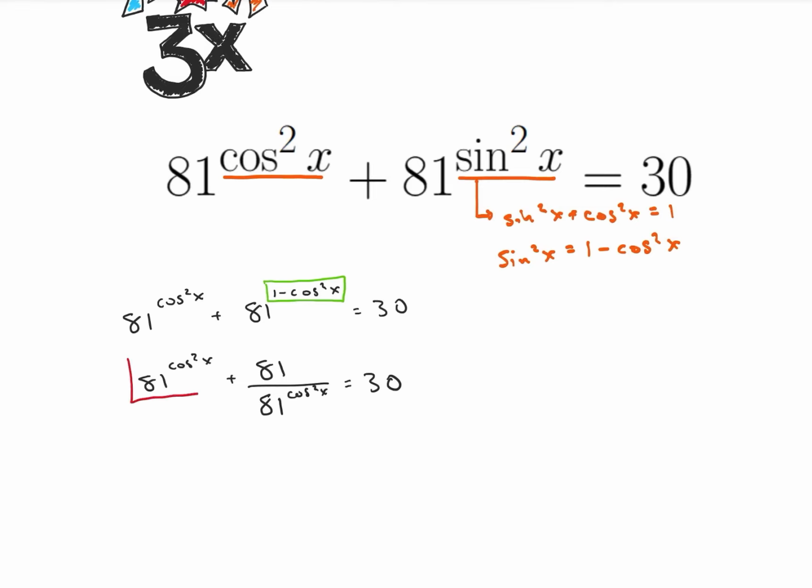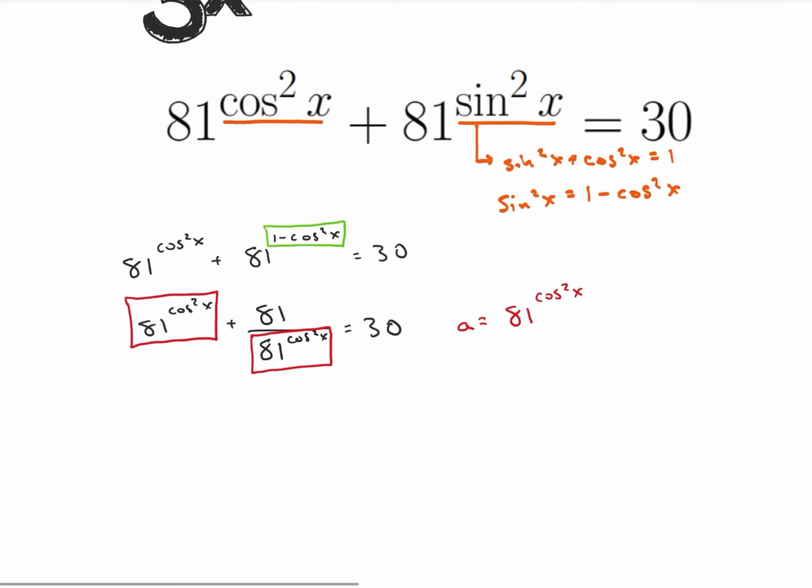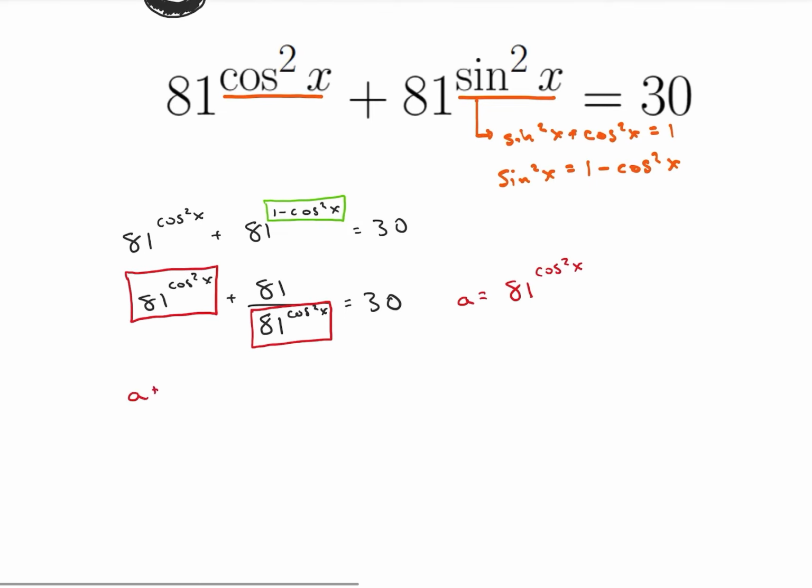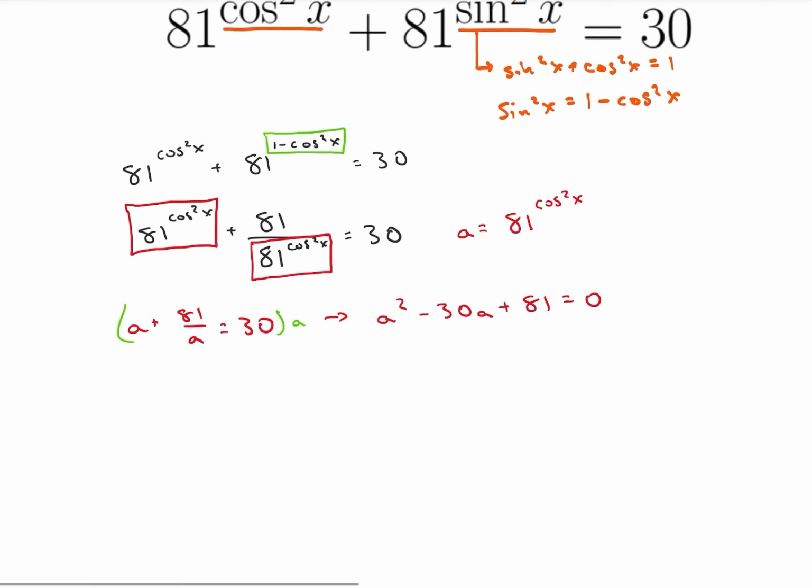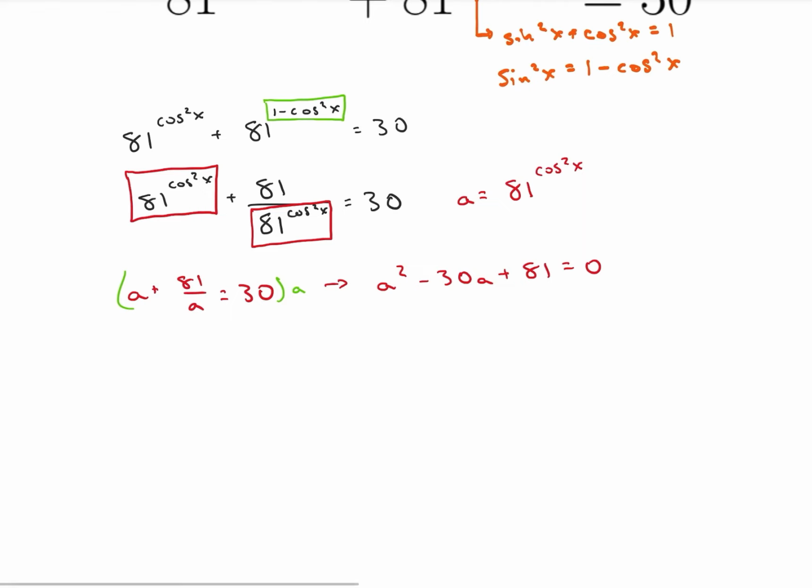So we notice that we have 81 raised to the cosine squared of x to the left, and we also have 81 raised to the cosine squared of x on the right side. So let's do a quick substitution and make a equal to 81 raised to the cosine squared of x. Now we can rewrite this as a plus 81 over a is equal to 30. So let's multiply our whole equation by a and rearrange a little bit. We get a squared minus 30a plus 81 is equal to 0.